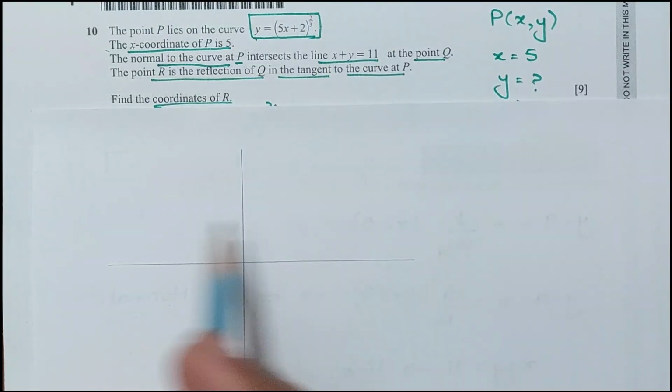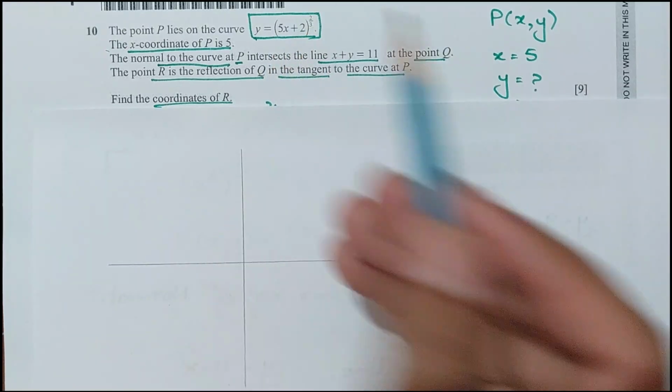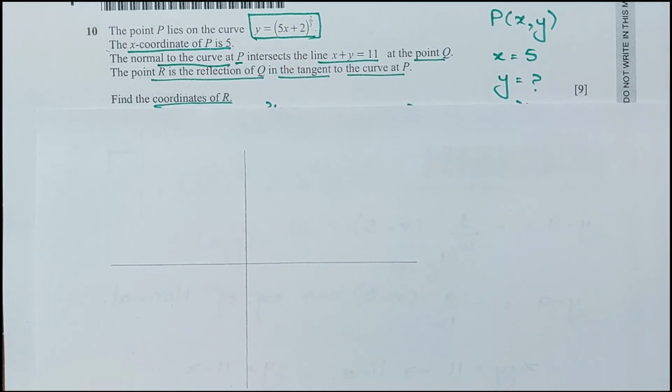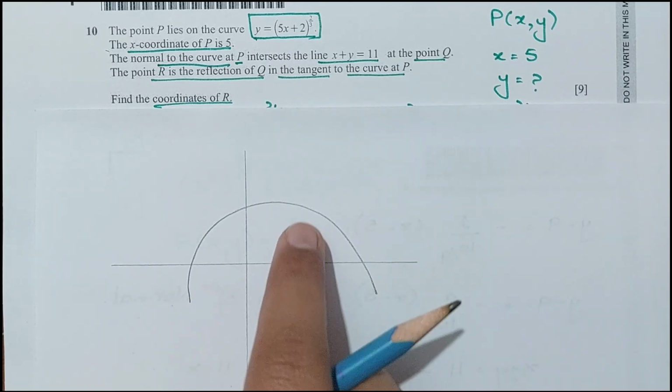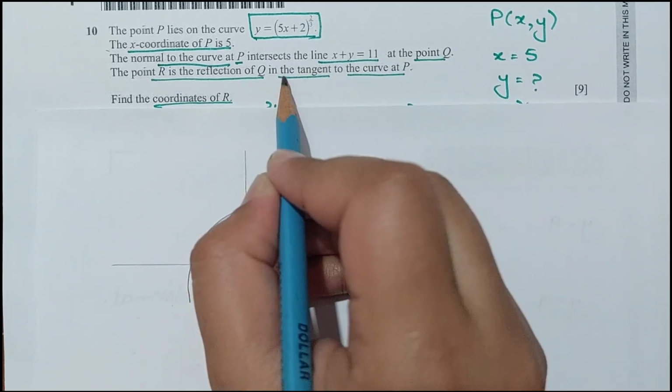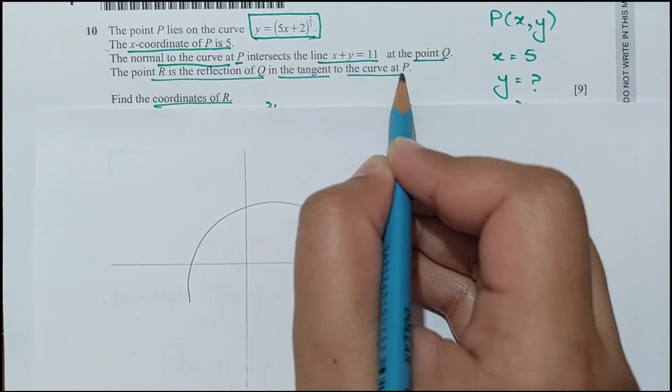Okay, there is some curve. The curve is (5x + 2)^(2/3). Let me draw a rough sketch of the curve. Let's say this is the curve, right? And we have to find the tangent to the curve at P.